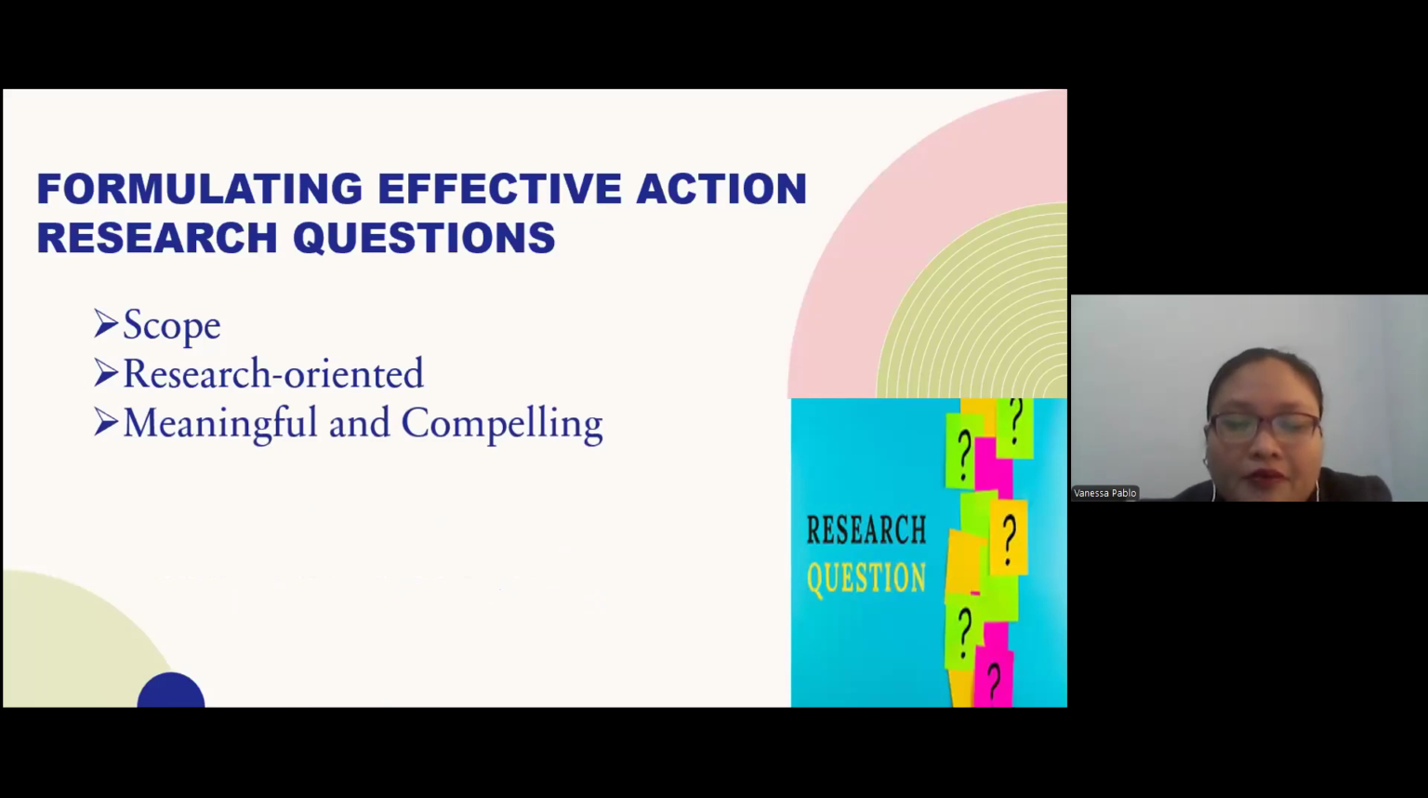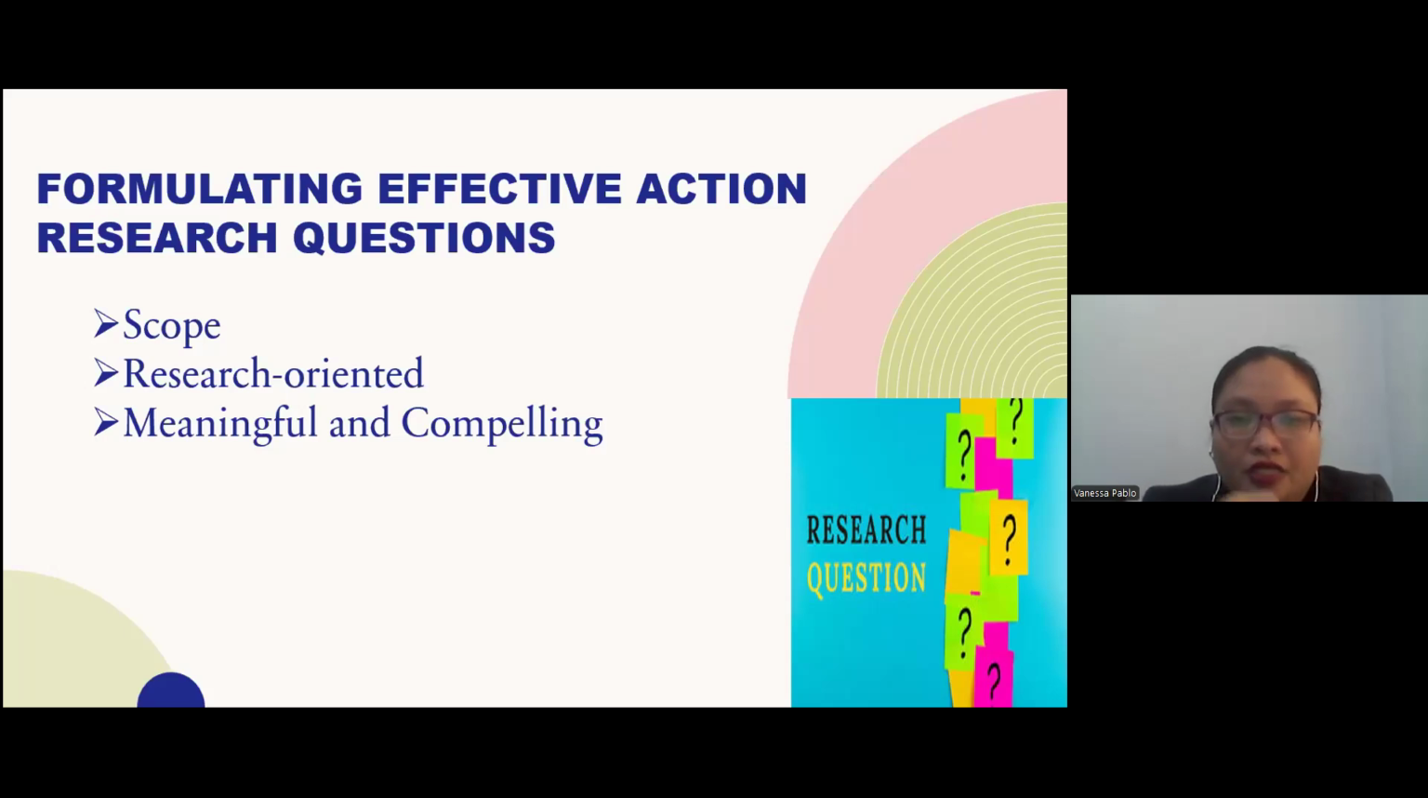Meaningful and compelling, meaning there is an engagement, okay? There is a passion to engage, energy and commitment as a researcher, a teacher researcher, or a personal researcher. Then the question should be important for your personal and professional growth. So as mentioned a while ago, it should be on your area of interests, okay? So that there is passion on that certain topic, okay?